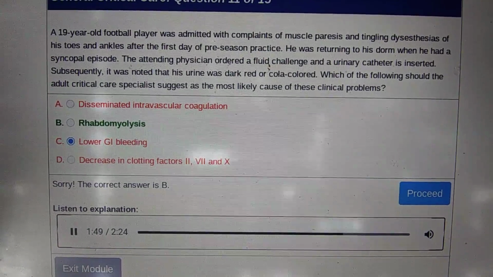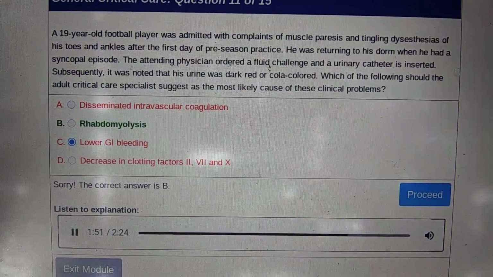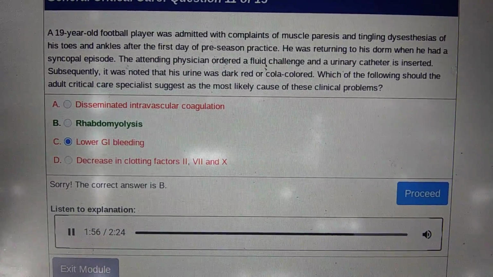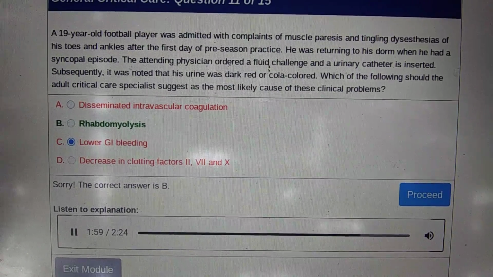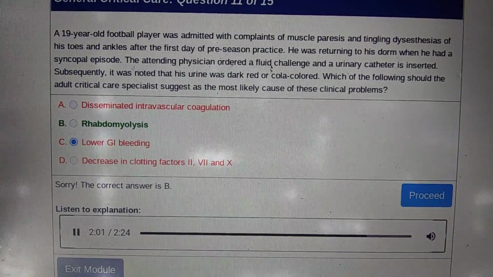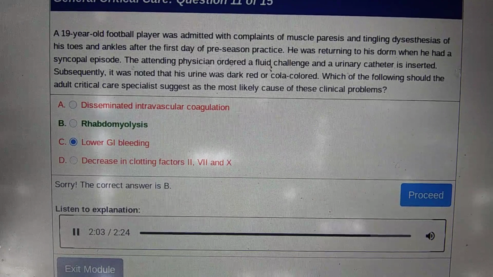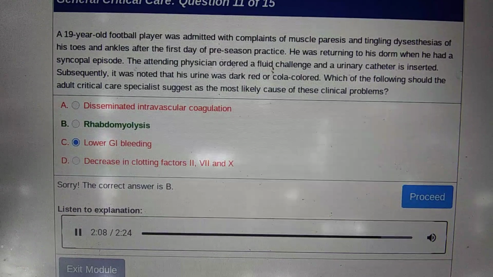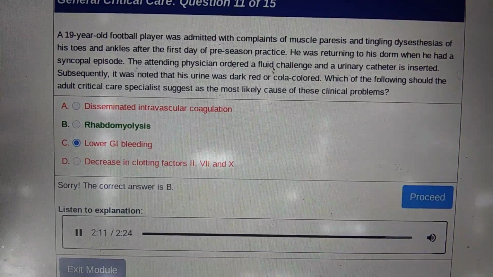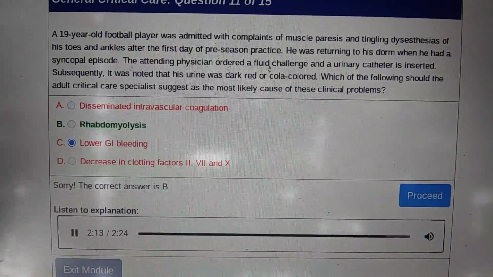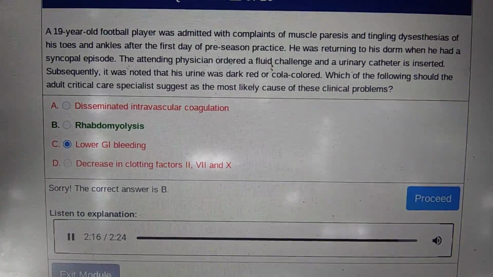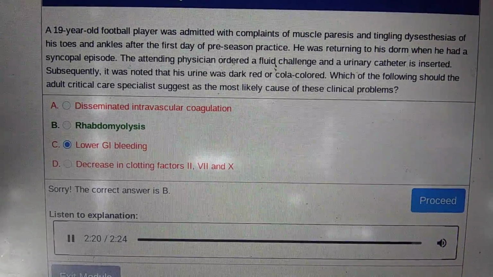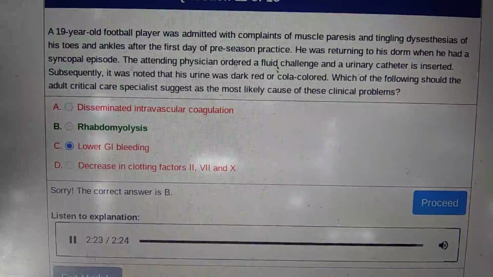Lower GI bleeding, that might occur if somebody had some cancer in their colon, or they had hemorrhoids, or something else going on in their colon. They might get GI bleeding. That's not really the situation we would expect here with a 19-year-old. So given his age, given the history of what he was doing right before he had all these problems, it makes sense that his muscles got banged up in the practice session, and that he's getting this dark-colored urine as a result. And so the correct answer is B, rhabdomyolysis.